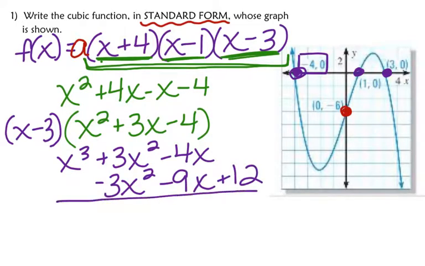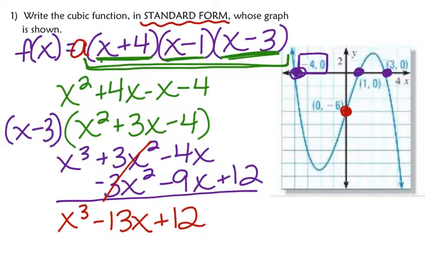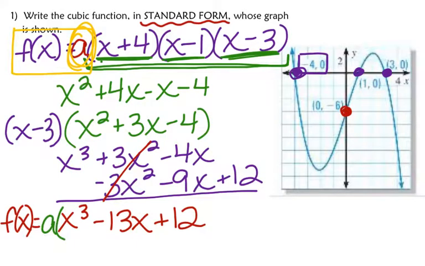Okay, so we'll combine like terms here and get x cubed. The x squareds actually cancel out here. That won't always happen. Negative 4x minus 9x is negative 13x. And then plus 12. Now, going back to what we had at the beginning here, I'm going to copy down that f of x equals, and then we still have an a value that we need to figure out. And so I'm going to put that in the front, and this is all still in parentheses.